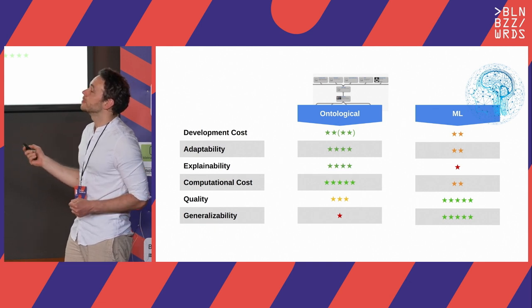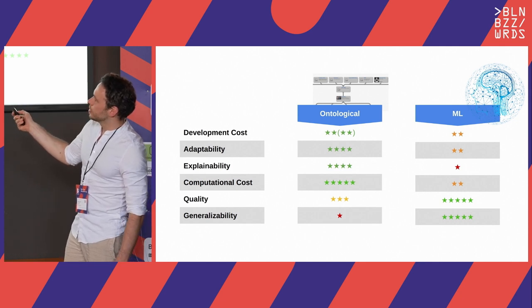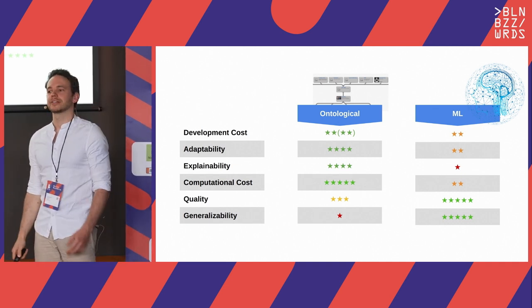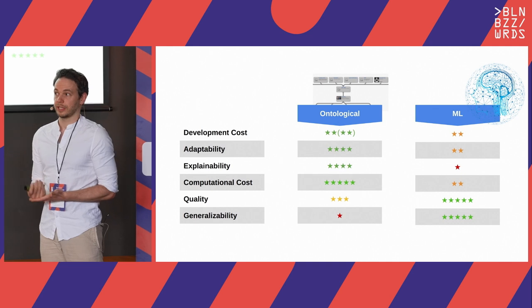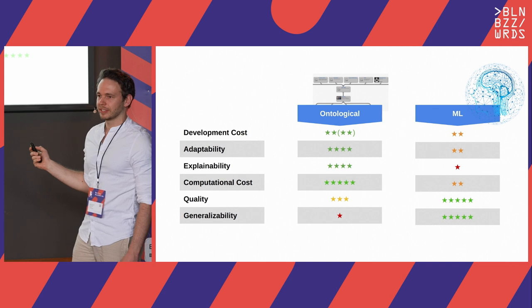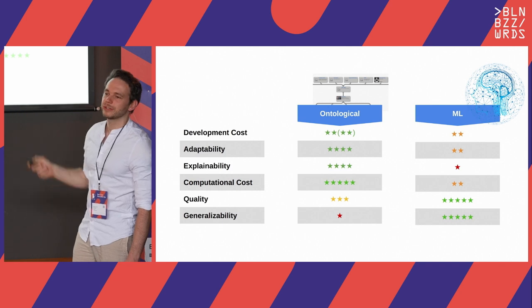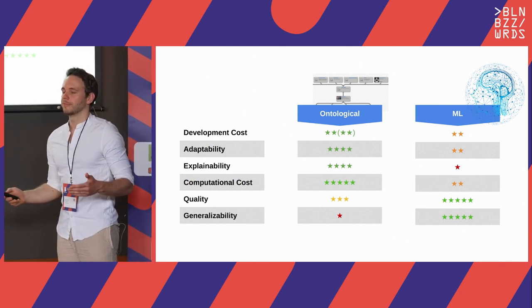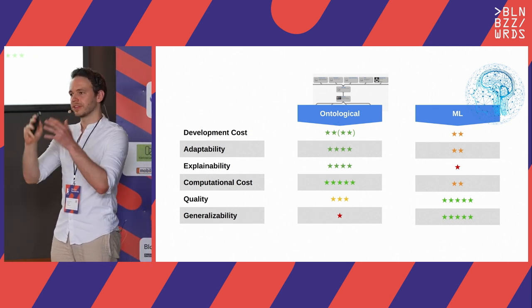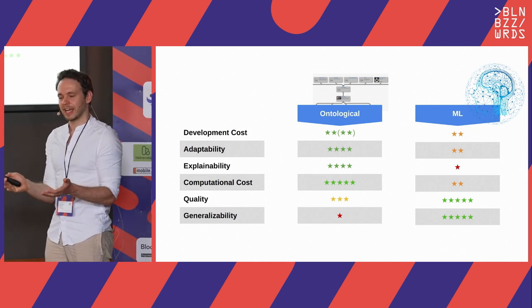For example, the development cost. For ontological systems, you need an ontology, which is hard to create. For machine learning, you usually need training examples. You need labeled training data. Generating an ontology is actually quite labor-intensive as well, but we are giving a couple more points here because usually you don't have to start at zero. You have these communities, you have Wikidata, you usually start with a large knowledge graph about the world, and you can use a subgraph of that that is tailored to your domain.